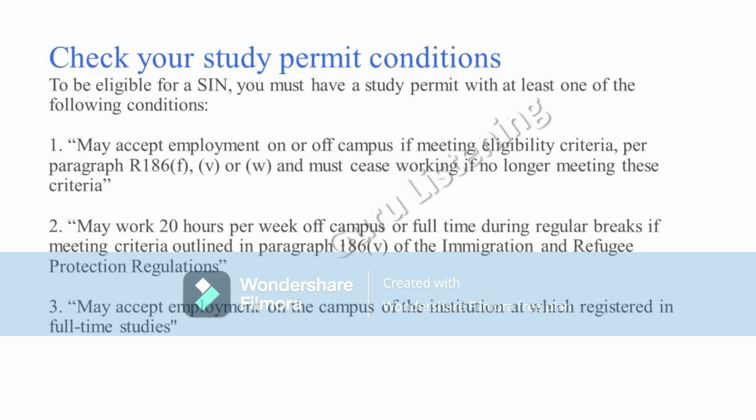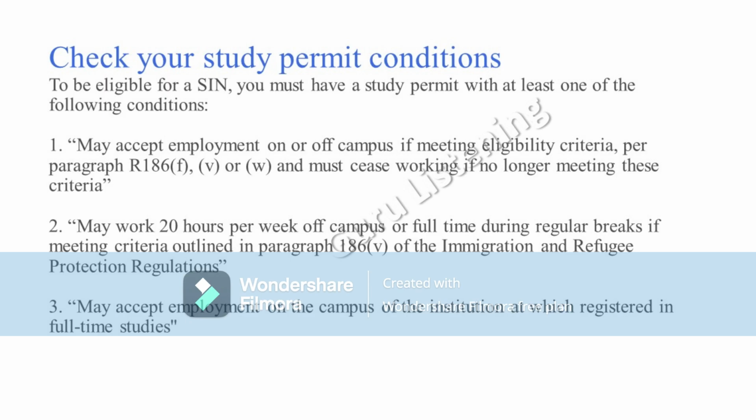Check your study permit conditions. To be eligible for a SIN, you must have a study permit with at least one of the following conditions. May accept employment on or off campus if meeting eligibility criteria, per paragraph R186, F, V, or W, and must cease working if no longer meeting these criteria.